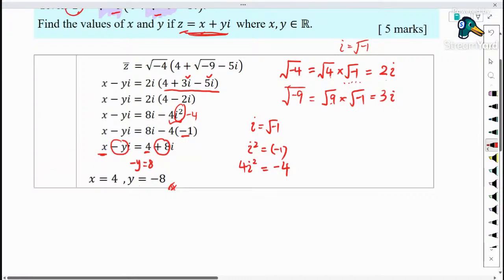So this question tests us on the very basic knowledge of converting square roots of negative numbers, and also the idea of how to determine the conjugate. So 5 marks for this chapter 1 question.